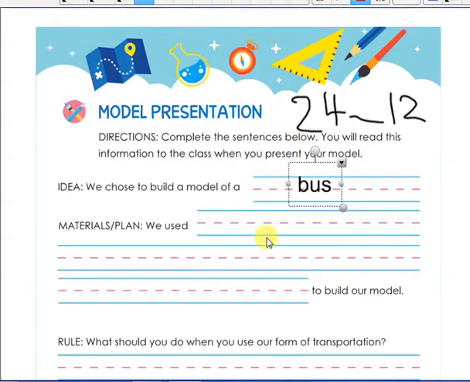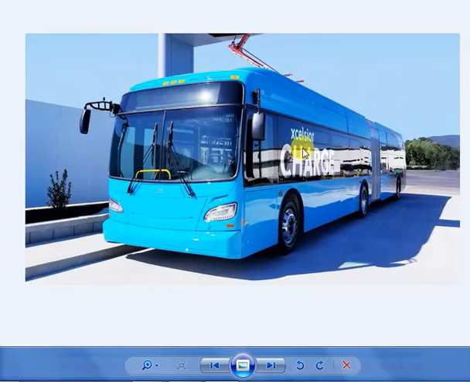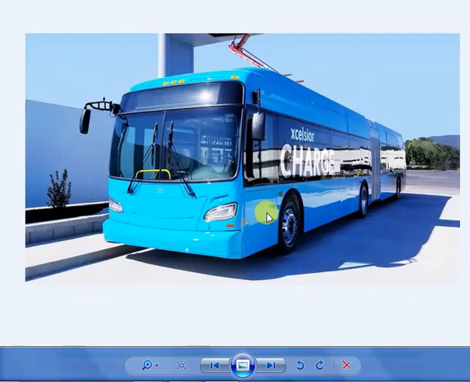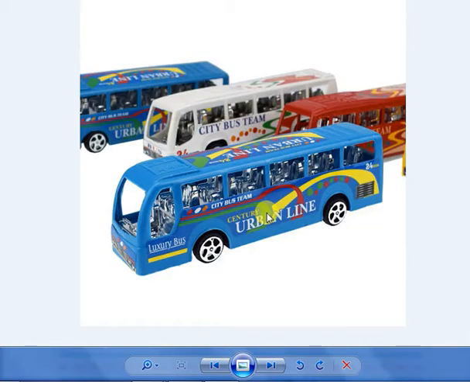This model is very small, like a real bus. What is the difference between a real bus and the model of bus? Look at this picture. This is a real bus. I can ride this bus, but this is a model of bus. So real bus, I can ride it, and the model of bus is very small, I can play with it.